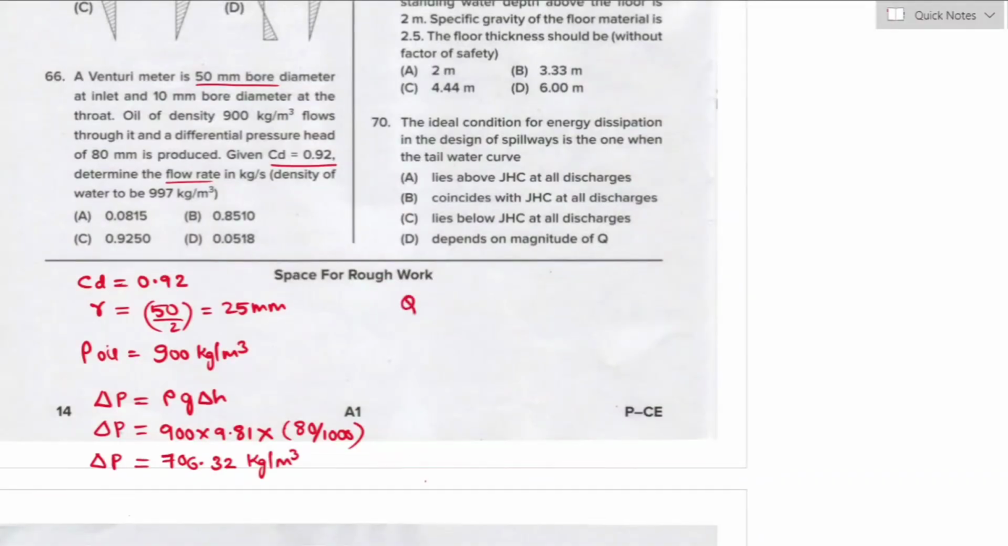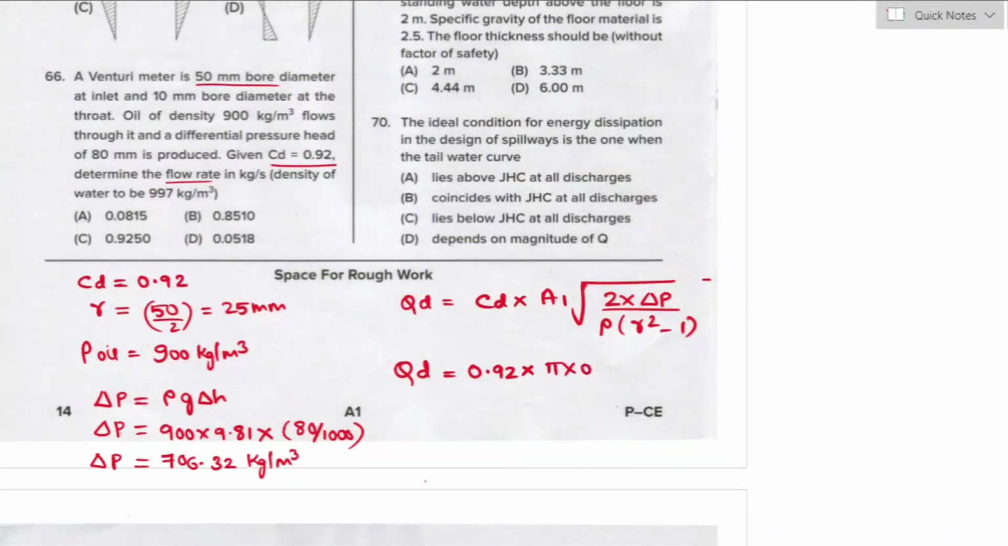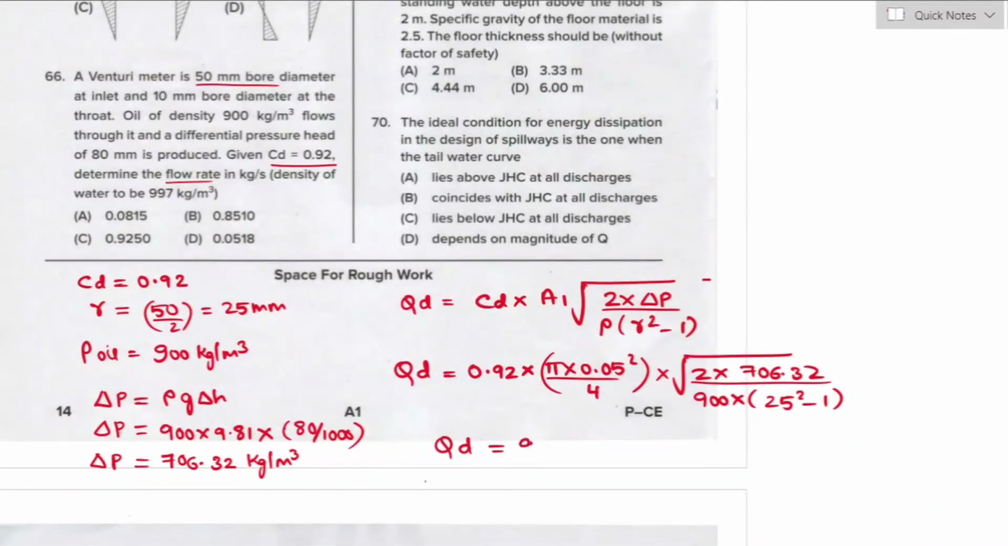So, the discharge in the venturimeter is given by discharge is equal to 0.92 into pi into 0.05 square divided by 4, multiplied by square root of 2 into 706.32 divided by 900 into 25 square minus 1. So, the discharge of the venturimeter will be 9.056 into 10 to the power of minus 5 meter cube per second.